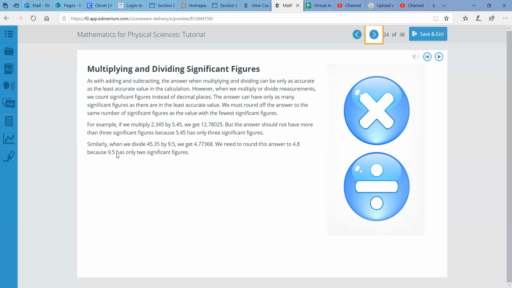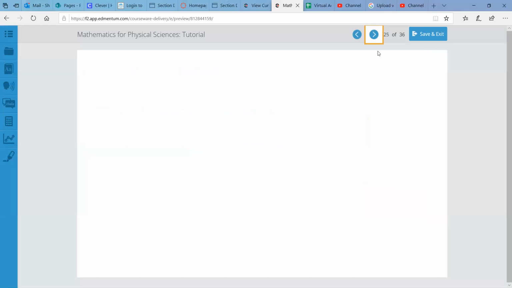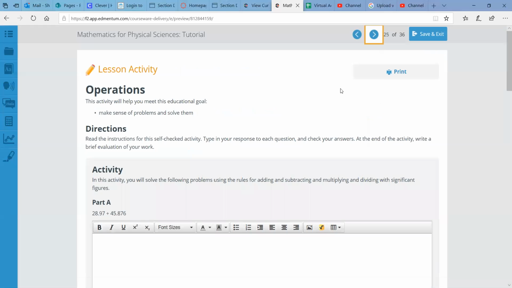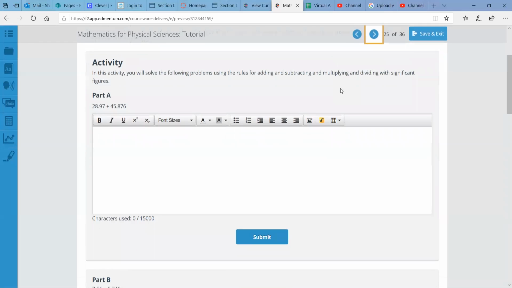Okay. Here's another example. 45.35 by 9.5. 4 sig figs multiplied by something with 2 sig figs. You can only have 2 significant figures. So you would round up to 4.8. Okay? Remember this. This will be easier when you practice. And here you get lots of practice.